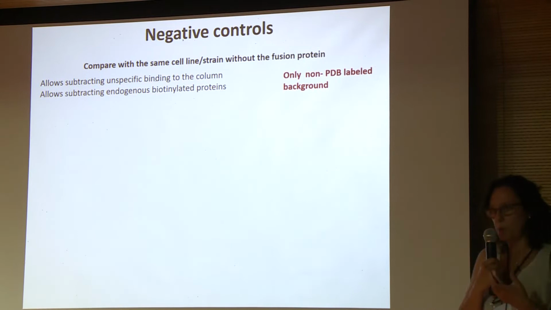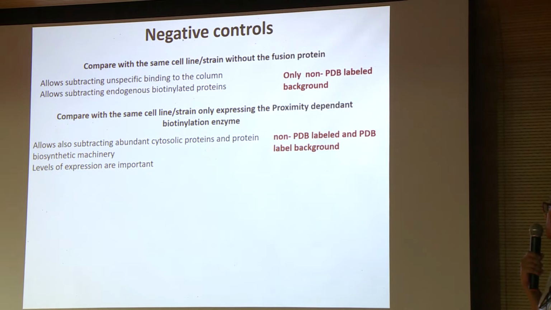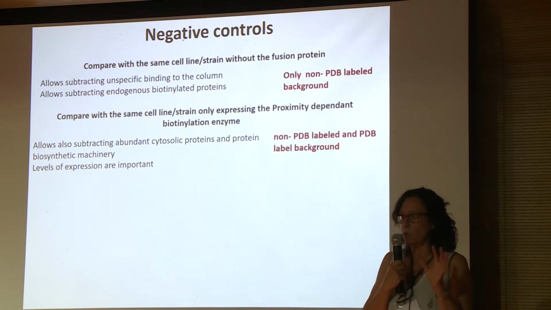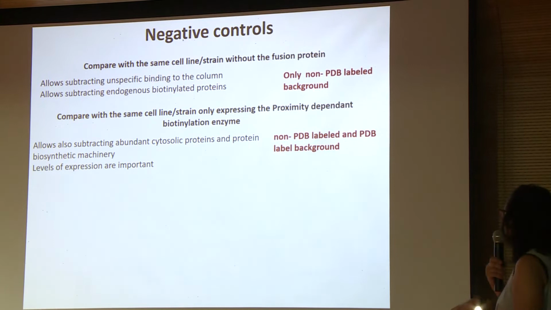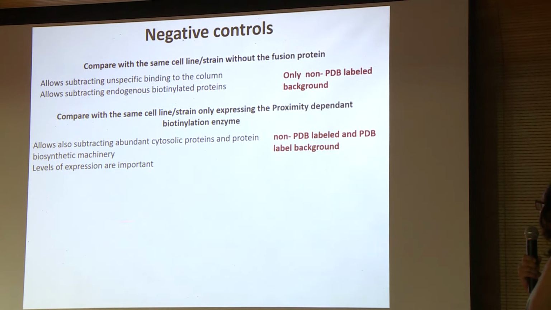So the best control here probably is to have the same line or strain but expressing the enzyme alone, not fused to our protein, so it can biotinylate proteins that are abundant, ribosomal proteins, whatever. And in this case, it's important to check that the expression levels are in the same range.